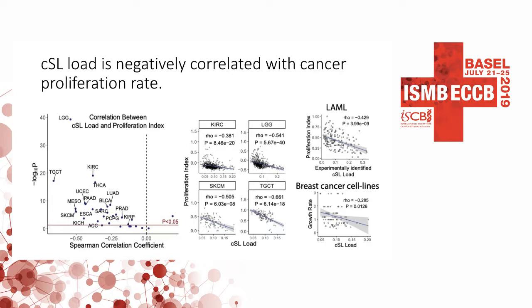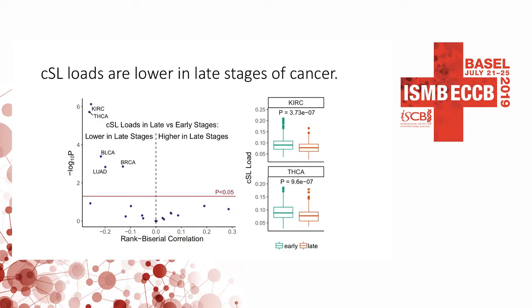We also look at breast cancer cell lines where we have the growth rate measurements, and we again find a negative correlation. Then we also find that CSL loads are lower in the later stages of cancer than the earlier stages of cancer. This is a rank biserial correlation graph.